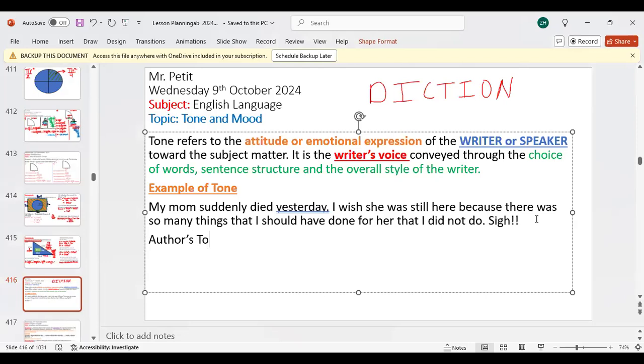So the author's tone is, we could say that it is a regretful tone, right? We can say that it is a depressed tone, right? We can say that it's a sad tone. We can say that it's a reminiscent tone.